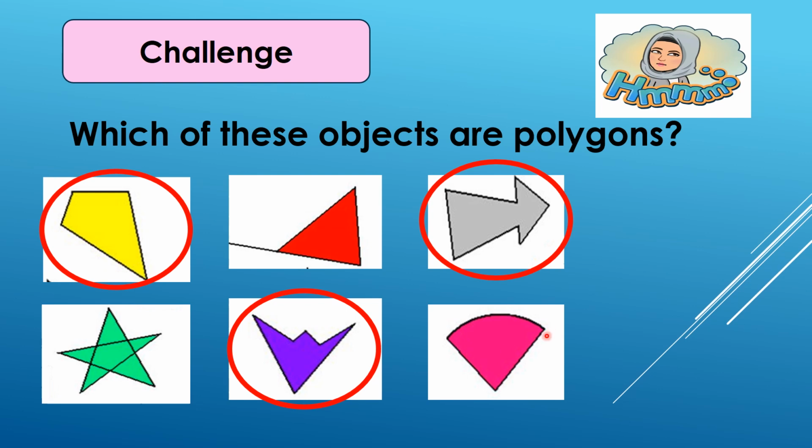It's not a polygon because this is an arch, right? And we agreed that polygons are made of line segments. There is no arch in this. So I cannot say that this is a polygon. What about this shape, students? It's a star, but it's not a polygon because in polygons, lines should not intersect.